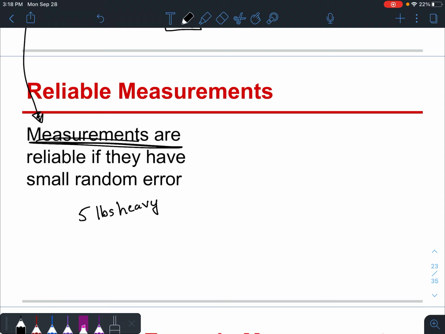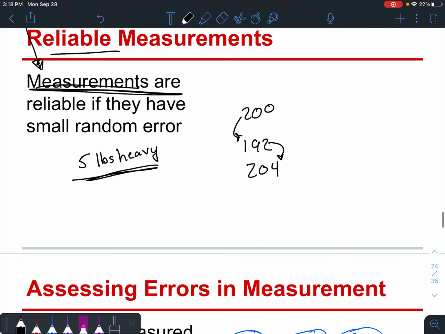Now, if I had an unreliable scale, I'd step on it one time and it would say 200 pounds. The next time I'd step on it, it would say 192. The next time, it would be 204. So you can see that those are not reliable. Those don't give you a consistent measure of what's going on. You can be reliably biased, but if it's unreliable, it's going to be above, it's going to be below, it's going to be all over the place, and you can't really get a good read on that.